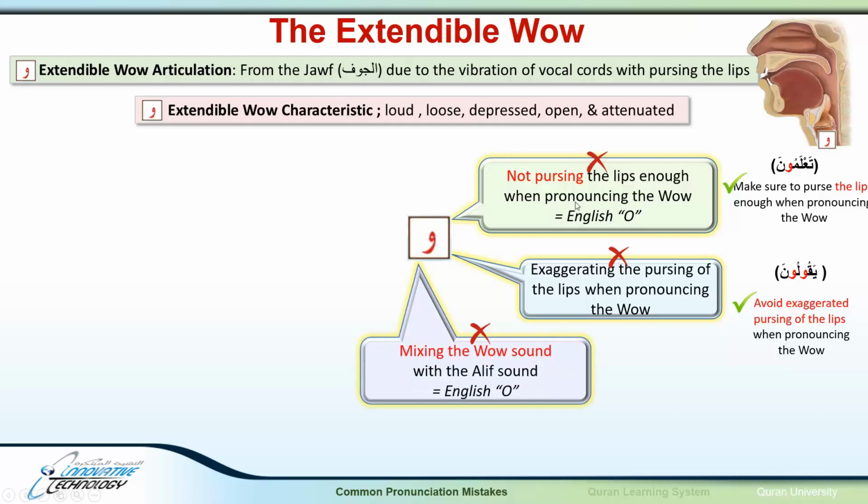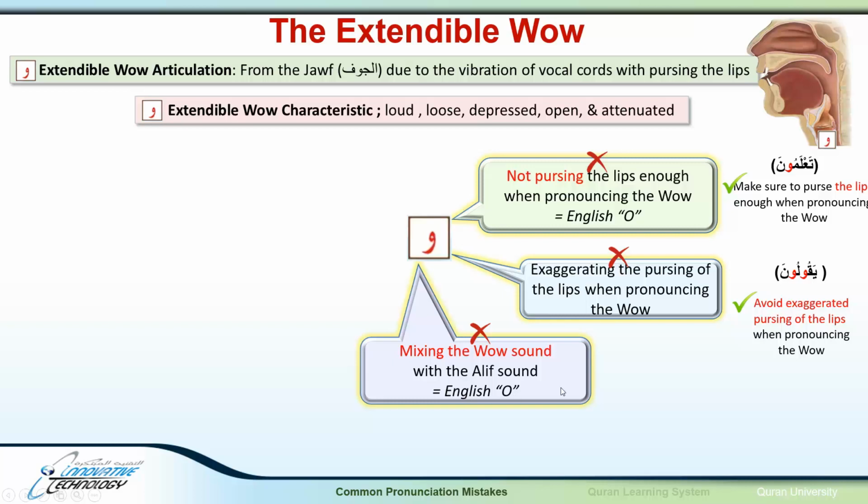The third mistake is mixing the wow sound with an alif sound, and it actually ends up being the same as the first one in producing the English O sound. The reason for that is basically that the U is no more than an A plus pursing of the lips. So do that with me. Purse your lips as you pronounce the A. Ow. What you end up with is a U.